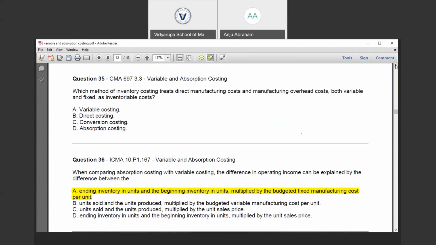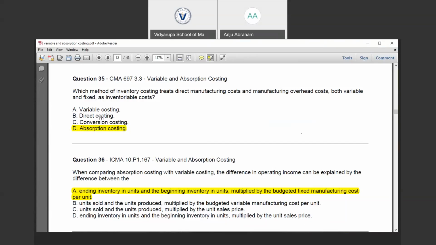Option B, direct costing. What is direct costing? Direct costing is also called variable costing. So in variable costing, no fixed manufacturing cost is treated as product cost or inventoriable cost. Okay. So what would be the answer? Option D, absorption costing.